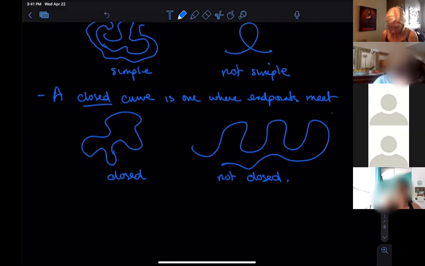Okay. One last piece of definitions I want to give you is not about curves, but it's about regions. So a region is called simply connected. So like a two-dimensional region, let's say.